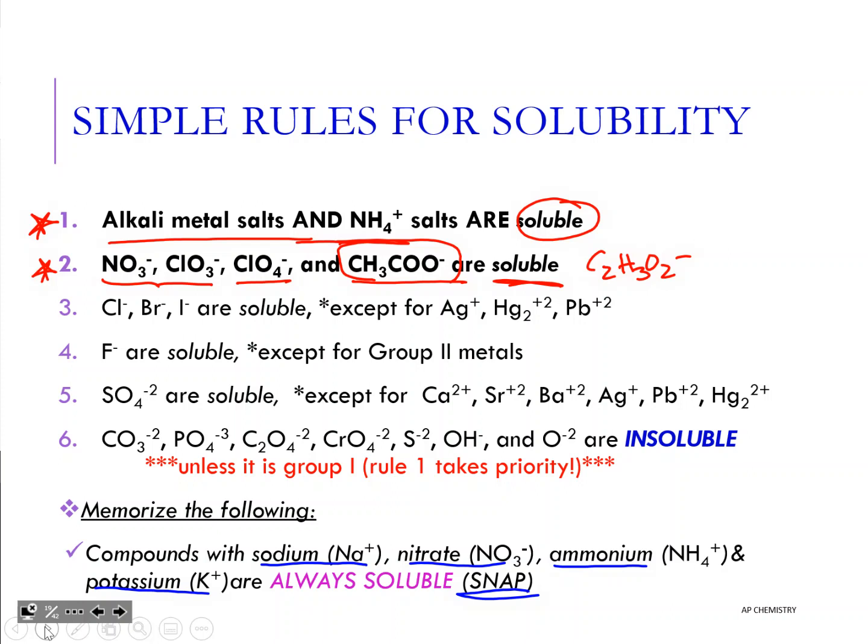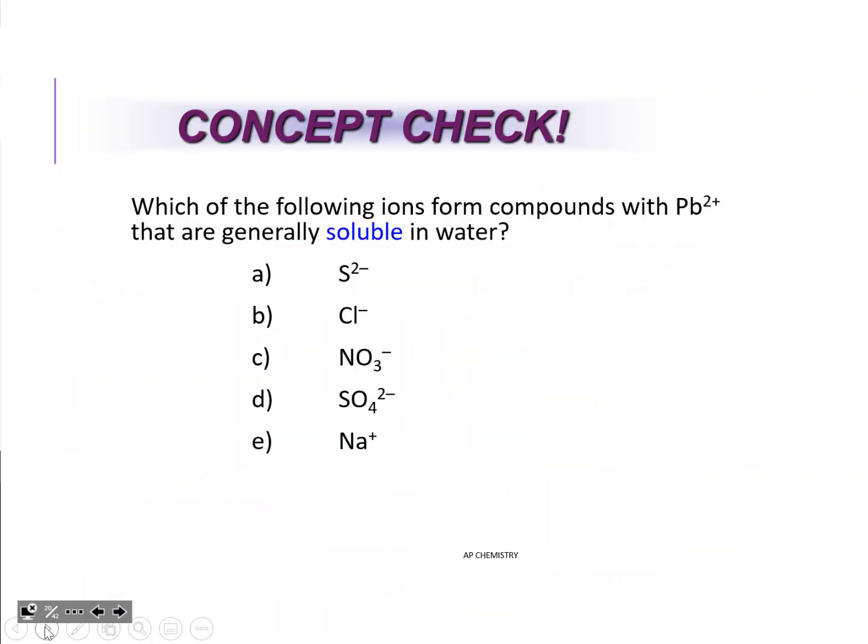But this is what AP says that you have to know. Sodium, potassium, ammonium, and nitrate. Those ones are always soluble. So let's take a look here and practice reading our solubility rules, which the following ions form compounds with lead that are generally soluble in water.